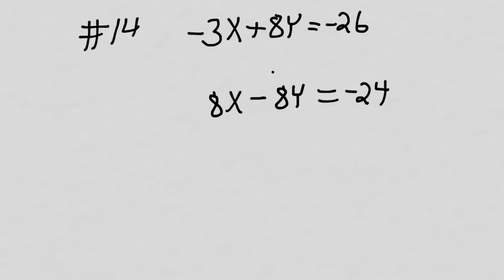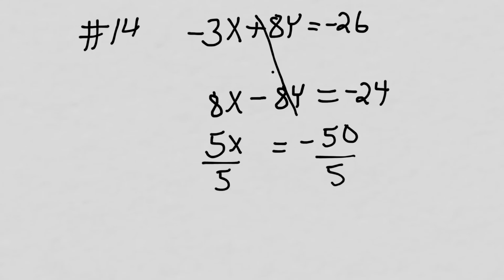Okay. Now, I hope you can look at this and see I've got stuff that eliminates. Let's add these together. -3x plus 8x gives you 5x. -8y plus -8y, these cancel out. Okay? Equals -26 plus -24 equals -50. Right? Divide both sides by 5. I get x equals -50 divided by 5 is -10. So I've got my first one. X equals -10. I've got to solve for y.